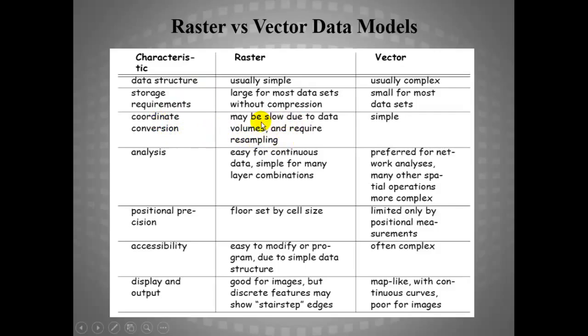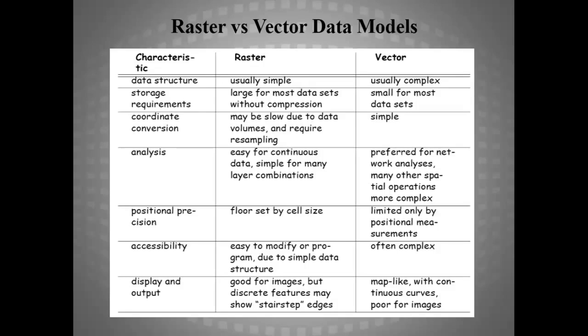Coordinate conversion can be slow because you have a lot of data. It's pretty easy in vector because you're just plugging into an equation. Raster analysis can be easy for continuous data, and it can be difficult for network data. So vector is generally going to have easier analysis for network data than raster. You can do network analysis with raster, but it's more difficult. The precision of a raster data set depends on how big your cell is. Since the entire cell gets one value, then any location inside that cell might be the location of that value. So that's the precision of the position. In the vector, it's just limited by how good your coordinates are.